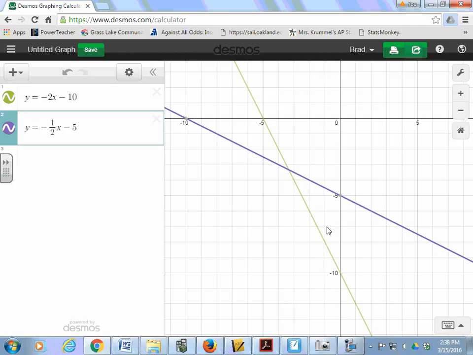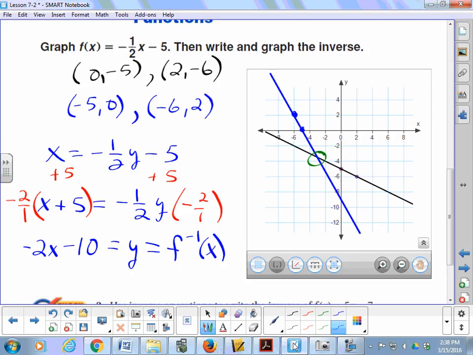Okay. So let's check our points. 0, negative 5, negative 5, 0. Negative 10, 0, 0, negative 10. Right? If they match, I did it right. Okay, and you can obviously do that on your calculator. It's just nice seeing it here also. Okay. Any questions on them then? So to find the inverse of the function, we just switch x and y and solve for y.